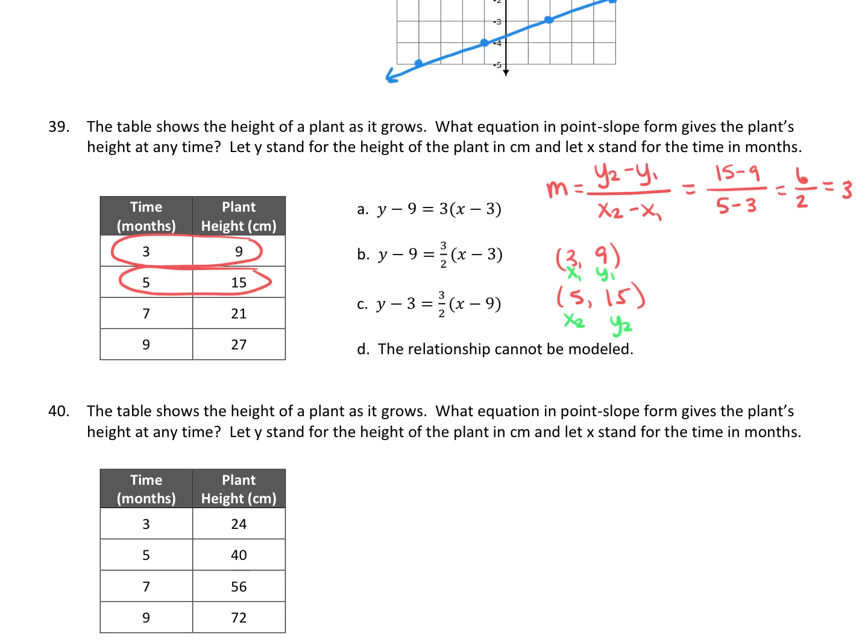If I look at our options, option A has a slope of 3. Option B, the slope is 3 halves, or the relationship cannot be modeled. So we're going to look at option A to see if we agree with how they put in the ordered pairs. It looks like they're using this ordered pair right here, this (3, 9). To write that in point slope form, we would say y minus y1, which is 9. So y minus 9 equals our slope, which is 3. So they put that in. Parentheses, x minus x1, which is 3, x minus 3. So this option A looks good.